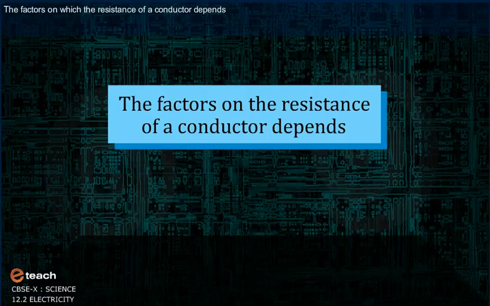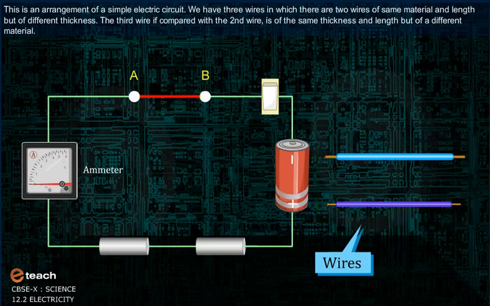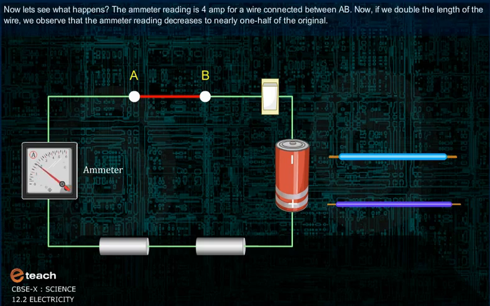The factors on which the resistance of a conductor depends. This is an arrangement of simple electric circuit. We have 3 wires in which 2 wires are of same material and length but of different thickness, and the third wire, if compared with the second wire, is of the same thickness and length but of a different material. Now let's see what happens.